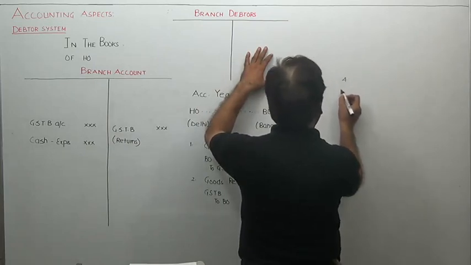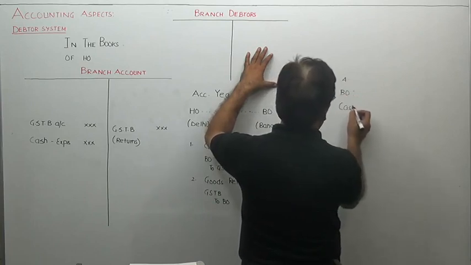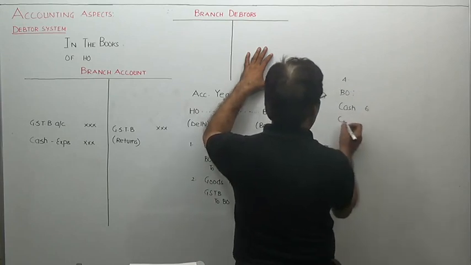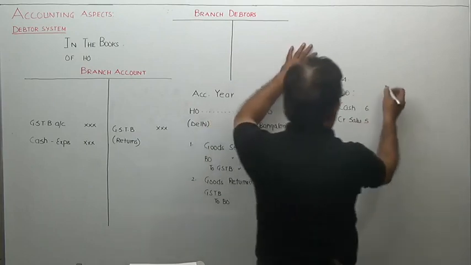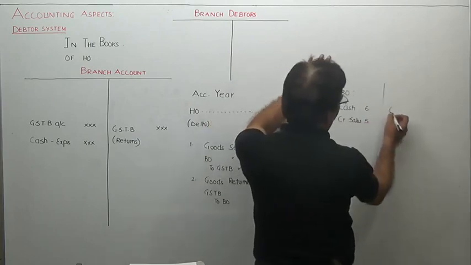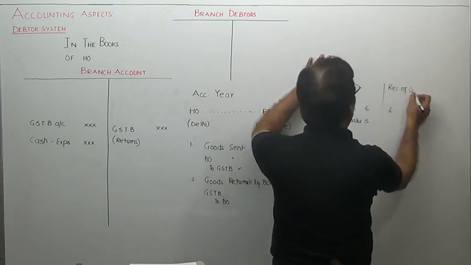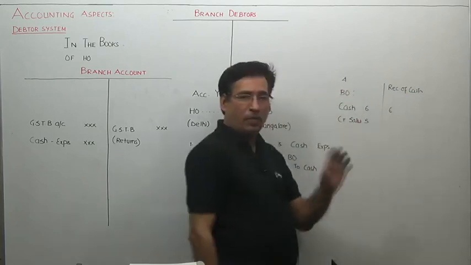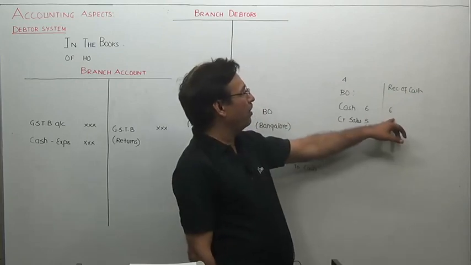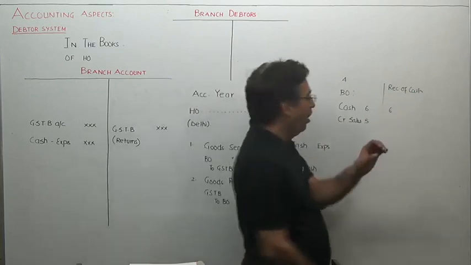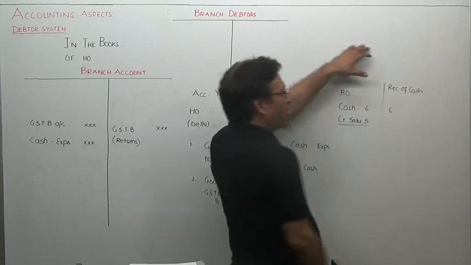branch office in the current accounting year has made cash sales worth rupees 6 lakhs and credit sales worth rupees 5 lakhs. Correct? It is quite obvious that the amount of cash sales will be received immediately. Receipt of cash. If branch has made cash sales to the extent of 6 lakhs, so branch will immediately receive cash worth rupees 6 lakh.